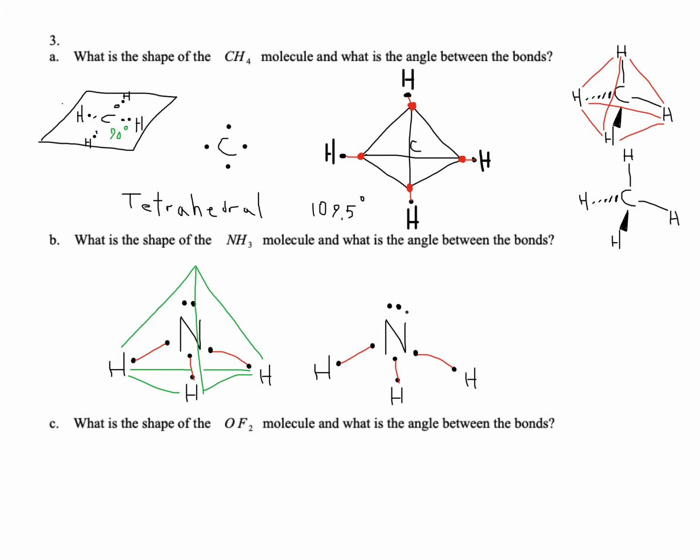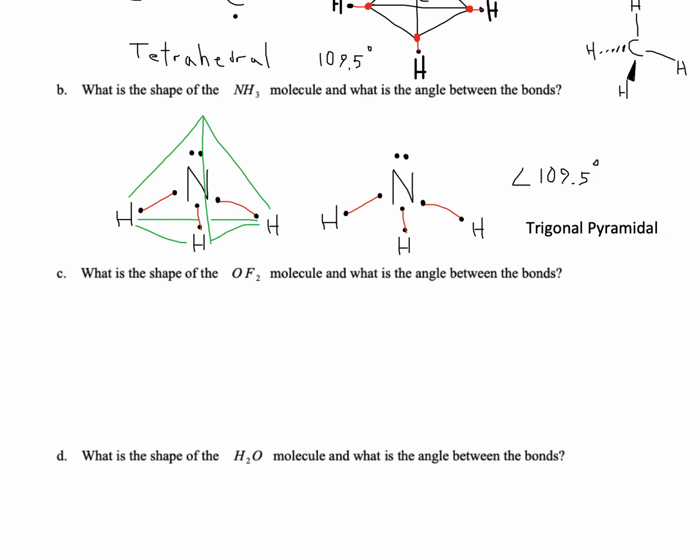But when we have a lone pair as one of our domains, that can actually repel the other bond groups a little bit more strongly, pushing them closer together with each other. So we'll say that the angle between the bonds here will be a little bit less than 109.5. And this was the trigonal pyramidal shape. Let's take a look at the OF2 molecule.